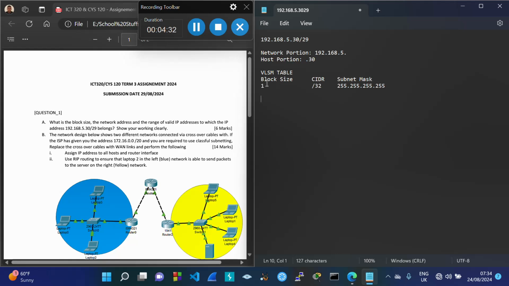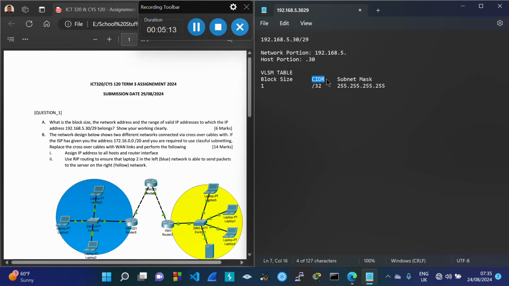The block size is just a value which tells us how many devices or IP addresses we can accommodate. For example, if the block size is 128, it means it can accommodate a certain number of devices. That's the size which can accommodate the number of IP addresses we want. Now coming to the CIDR, which is classless inter-domain routing.